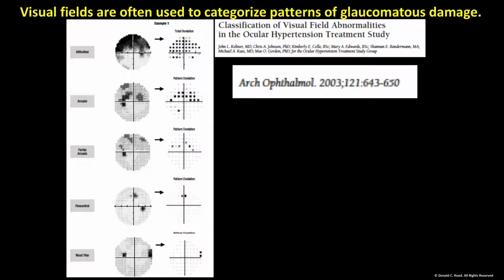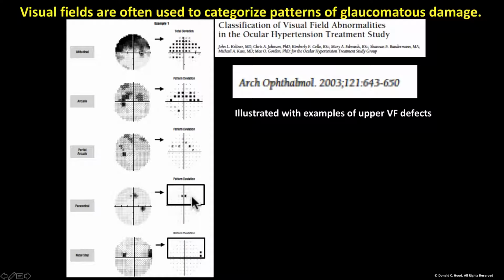So the visual fields are often categorized based on patterns of glaucomatous damage, and there are different schemes out there. Here's one from Keltner, Johnson, and colleagues that was used in the OHTS trial. I modified that figure a little bit to represent all these defects as upper visual field defects. And so here's a nasal step. I believe that classification of a nasal step required 3 or so of the points here to be abnormal.